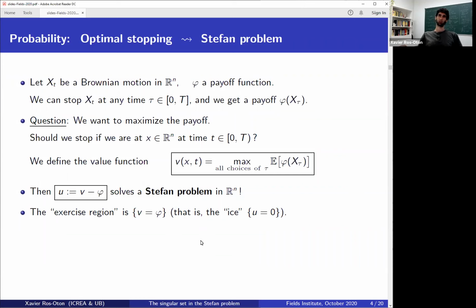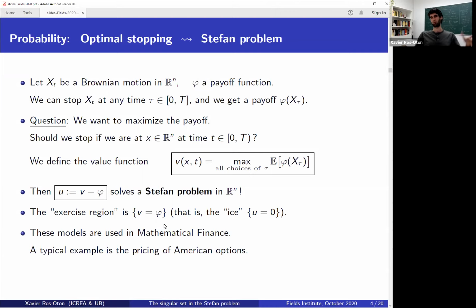So this is very nice because there is this analogy, and then it might be easier for you to think that in the ice, for example, the region where u is 0 is now, in this case, the exercise region where you should stop. You should exercise your payoff in a sense. I mean, you should stop and get the payoff now because it's better. And these kind of models are used, I mean, this is a simplified model, but these kind of models are used in mathematical finance, and the typical example is the pricing of American options, in which you have this kind of games. You can stop or continue, and then you get free boundary problems.